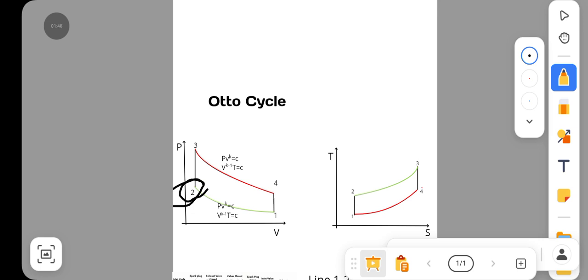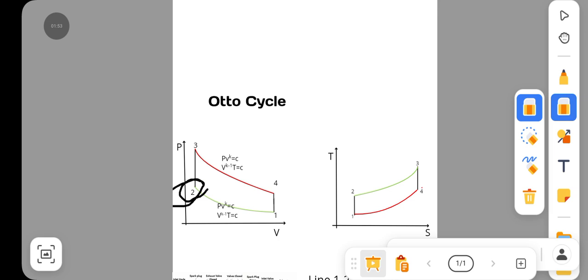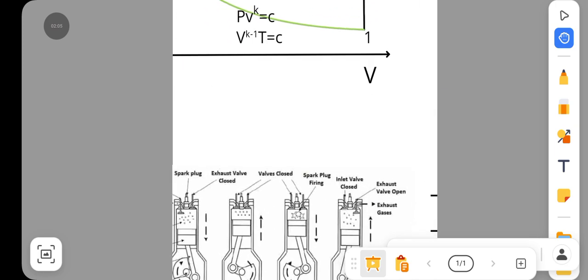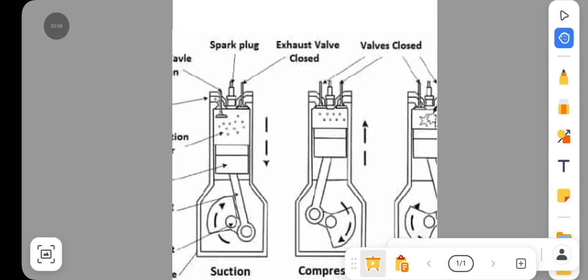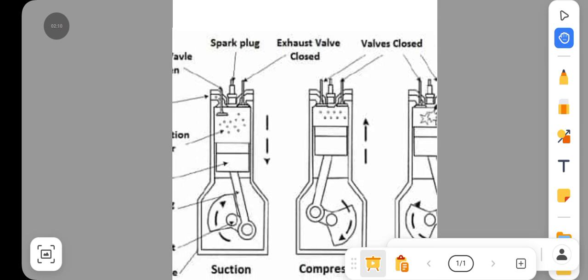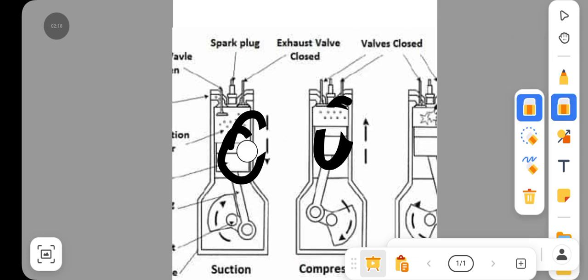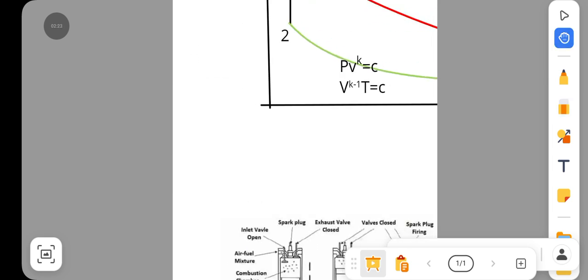You will see where they talk about clearance volume and all that. So that is it for clearance volume. Now the gas is compressed from 1 to 2. You can see a picture analogy of it here, where the gas is compressed from this point to this point. That is a compression. Now let us come back to what we are talking about.